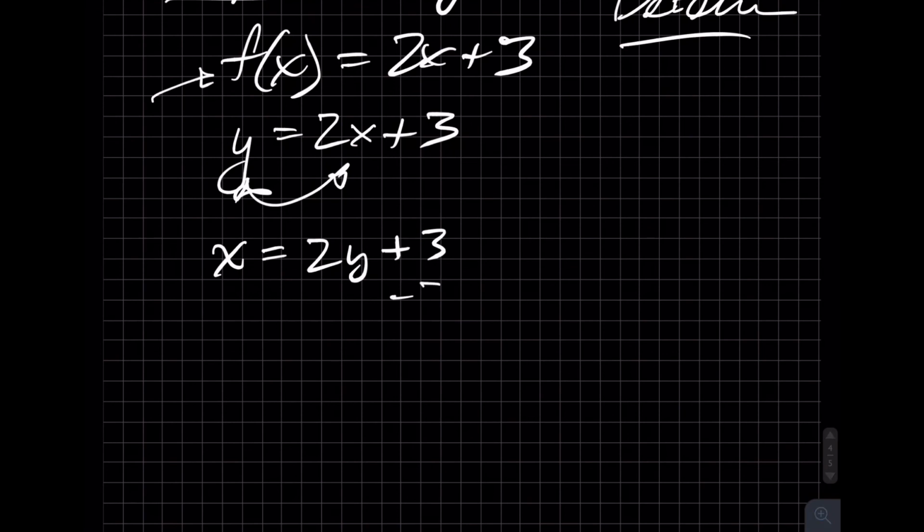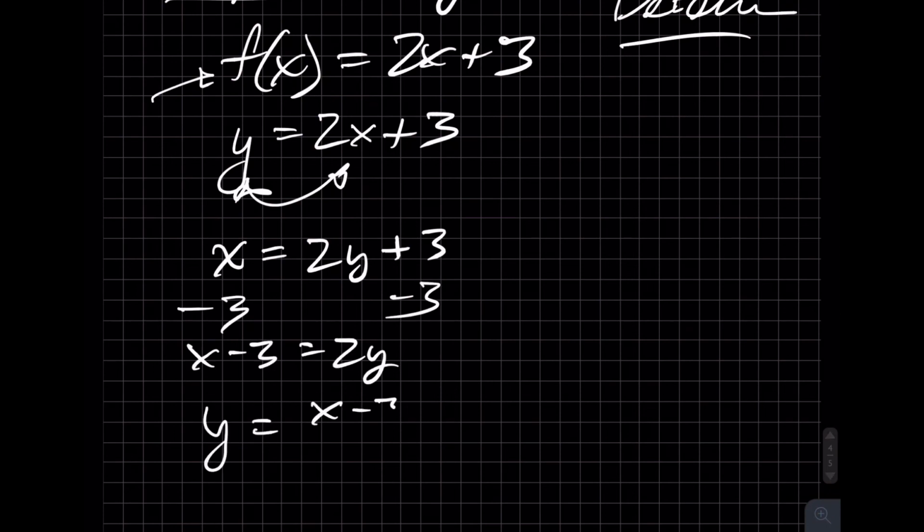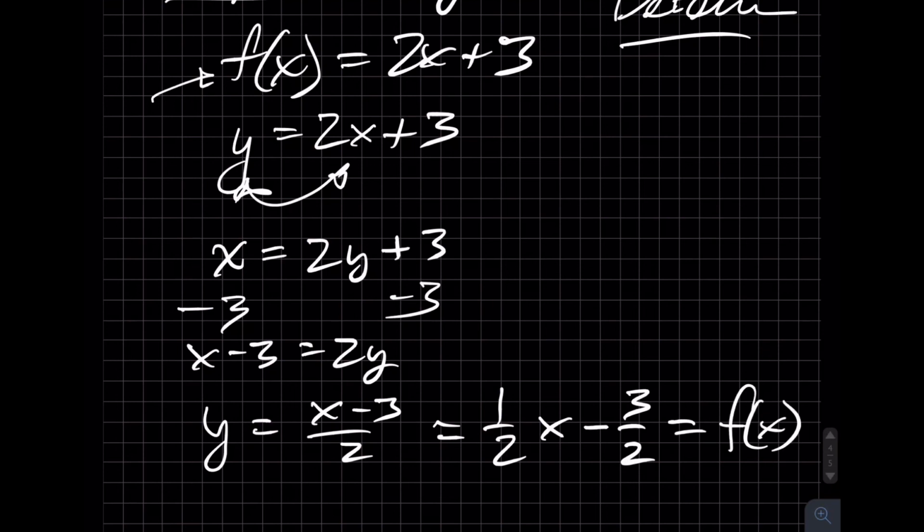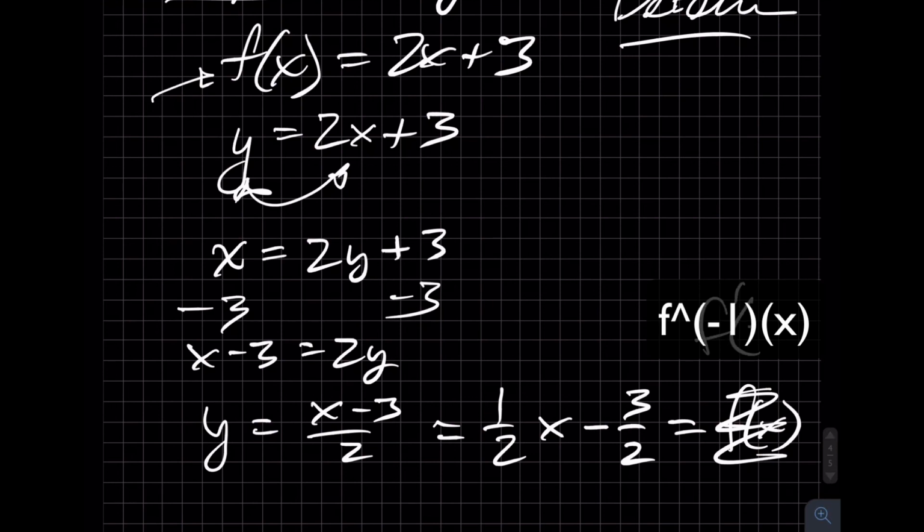Then you're going to solve for y so we can get back to function notation. So if I solve for y, I'm going to subtract 3 from both sides and then divide both sides by 2. And I get y equals (x minus 3) divided by 2. Or if you prefer slope-intercept form, 1/2 x minus 3/2. And then we would want to write that in function form. And that function, in fact, is the inverse of my original function.